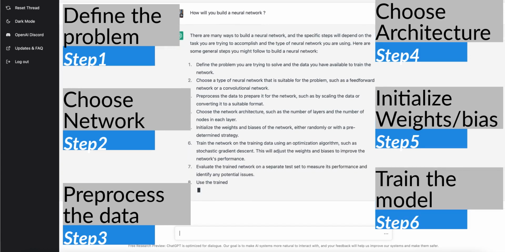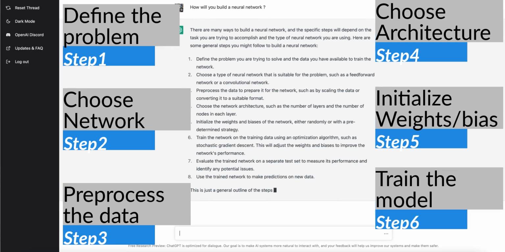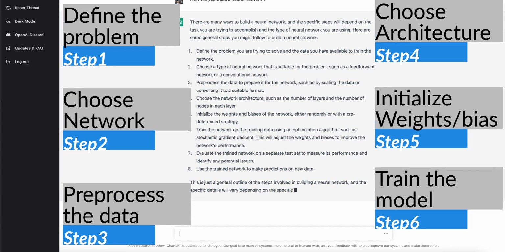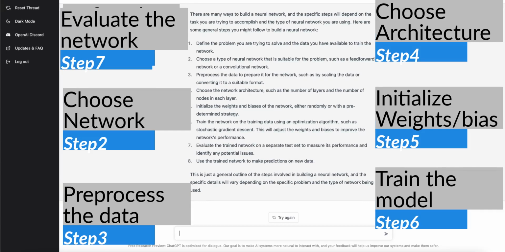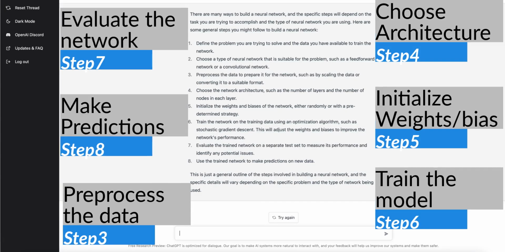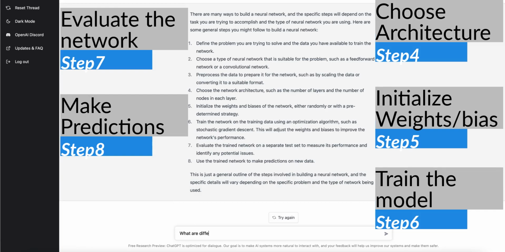Train the network on the training data using an optimization algorithm, such as stochastic gradient descent. This will adjust the weights and biases to improve the network's performance. Evaluate the trained network on a separate test set to measure its performance and identify any potential issues. Use the trained network to make predictions on new data.